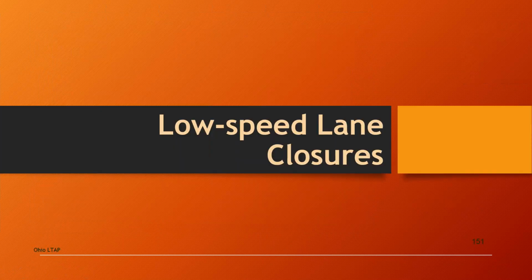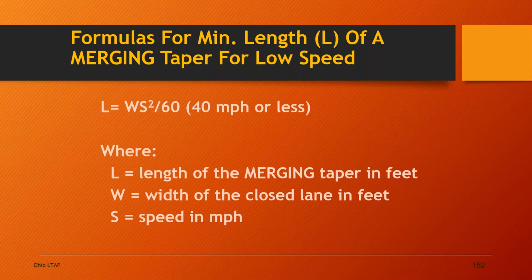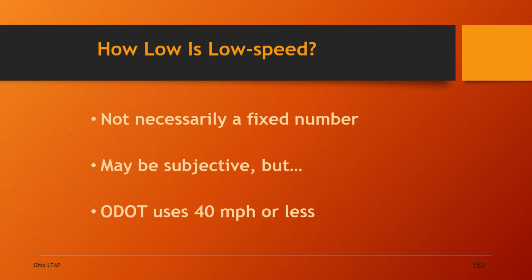Then we have our lower speed lane closures in our cities and villages. For low speed, you actually use a different algebraic formula. It's the width of the lane in feet multiplied by the speed of traffic in miles per hour, and the speed is squared and then divided by 60. That's how we arrived at the values for the length of the tapers for low speeds. So 40 miles per hour or less is what we use for low speed.